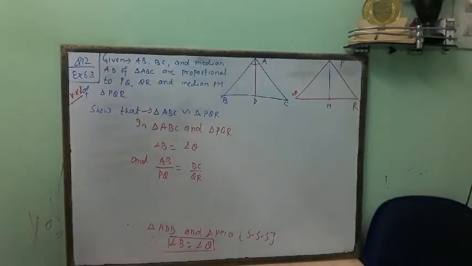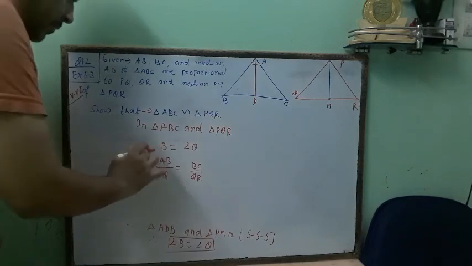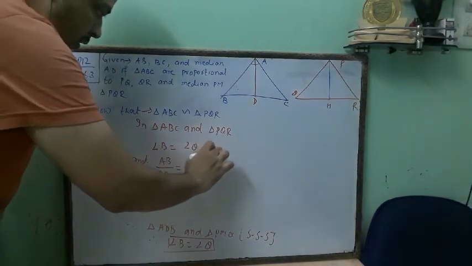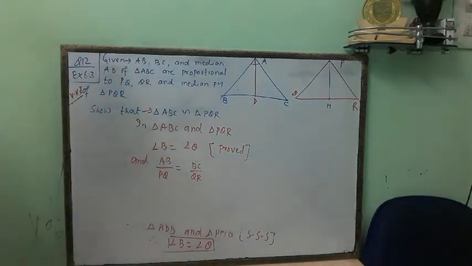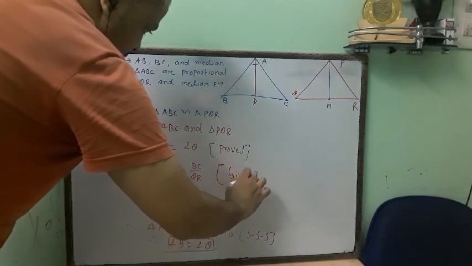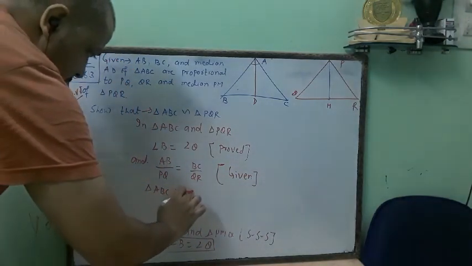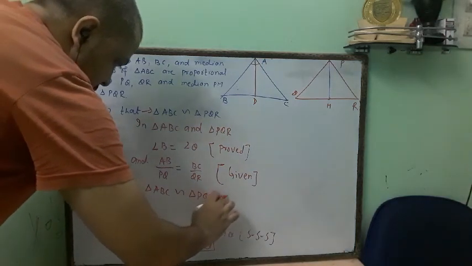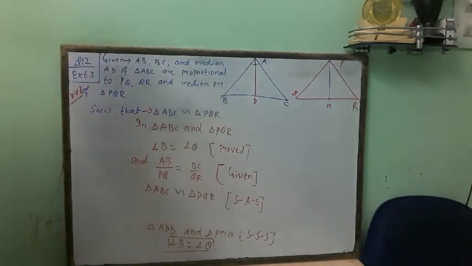Now see this one, in triangle ABC and triangle PQR, we have just proved angle B is equal to angle Q, and it is given that AB by PQ is equal to BC by QR. Therefore by SAS criteria, triangle ABC is similar to triangle PQR. So student, this is the last question.